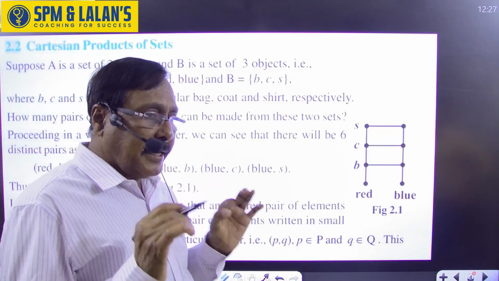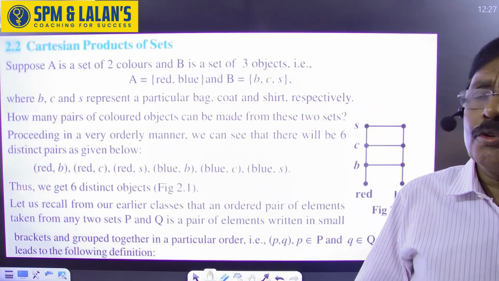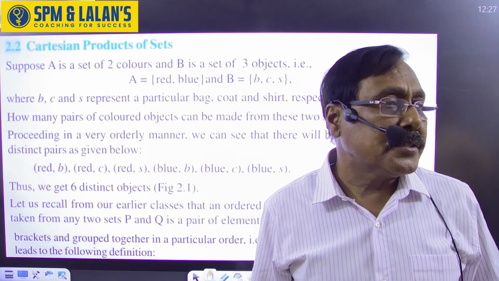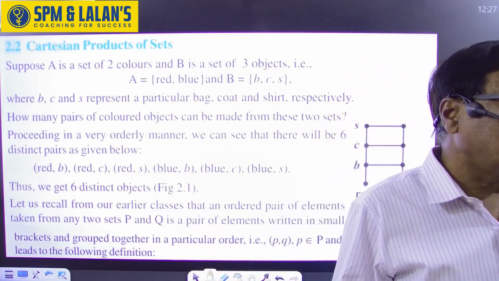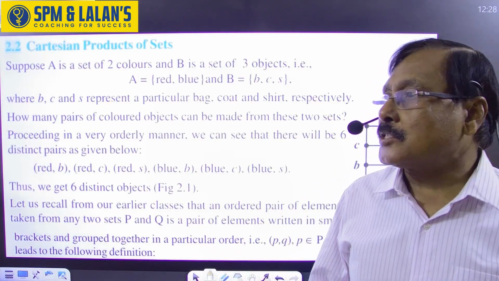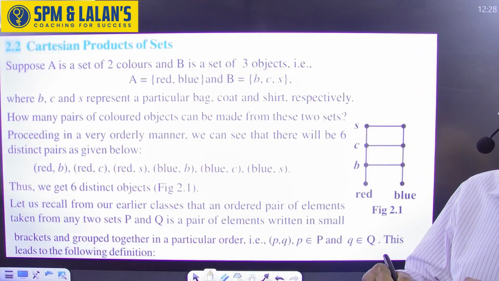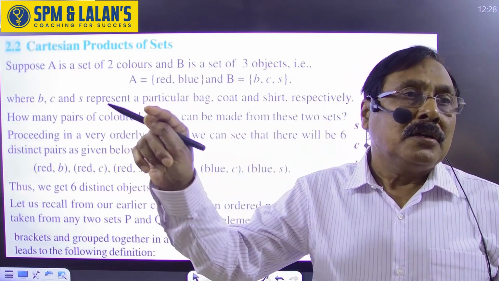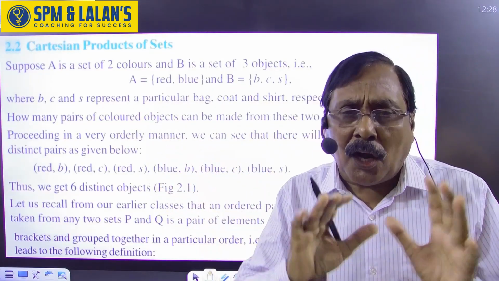Now, every set has a property: there are some elements. If set A contains m elements and set B contains n elements, how many elements are in the set A cross B? You will get m into n. Now, what is a relation? A relation means these ordered pairs like (1, X), (2, Y), etc. These are called the ordered pairs.